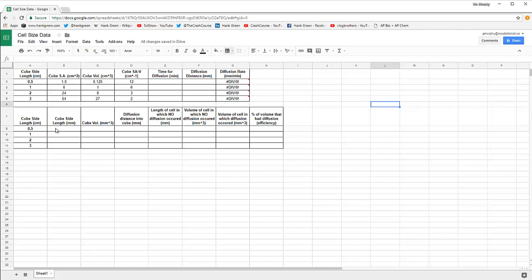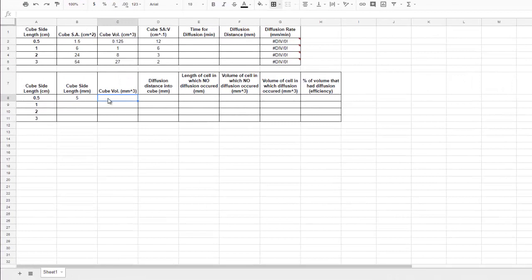We're good to go. Our second one is going to have us do essentially the same thing. In this case, I'm going to be needing to convert things over to millimeters. So our original side length was based on centimeters. So to convert to millimeters, I'm just going to press equals, take my length in centimeters, and multiply that by 10. For my cube volume, now in millimeters cubed rather than centimeters, I'm going to take my new cube length in millimeters and raise that to the third power. Press enter. For the diffusion distance into the cube, that's our measured value that we need to input.